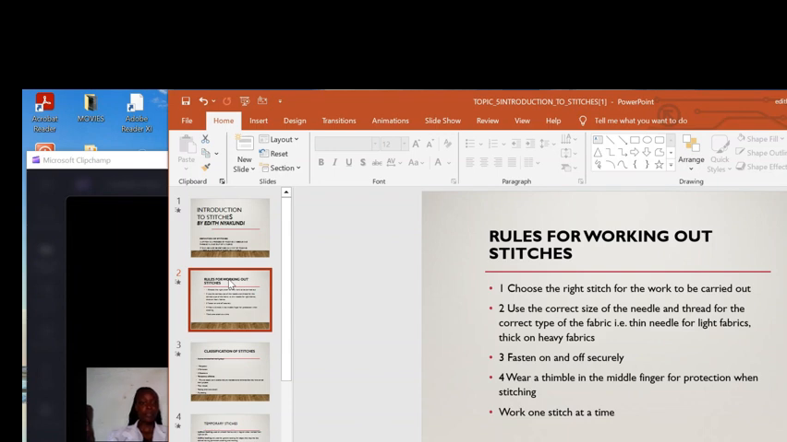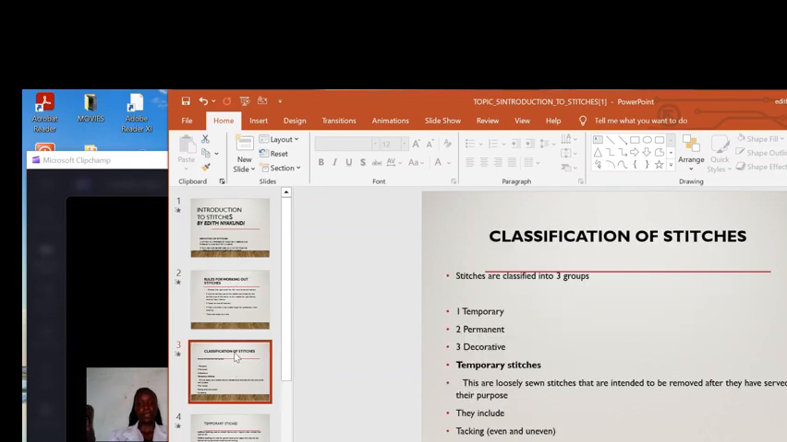We also said fasten on and off securely. We gave the fourth point as wear a thimble in the middle finger for the purpose of protection. The last one, we said work one stitch at a time for the purpose of neatness. We gave the classification of stitches, whereby we found 3 groups. That was temporary stitch, permanent stitch, and the decorative stitch.